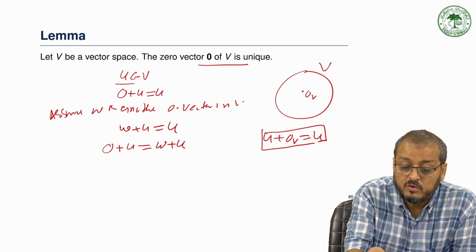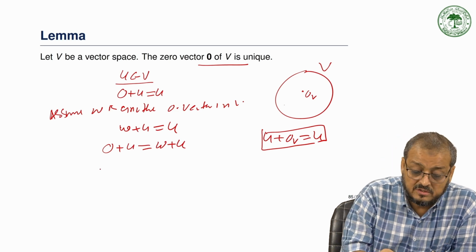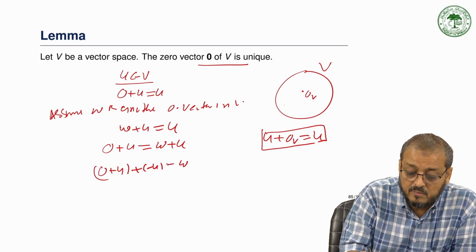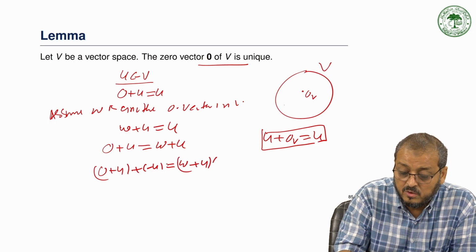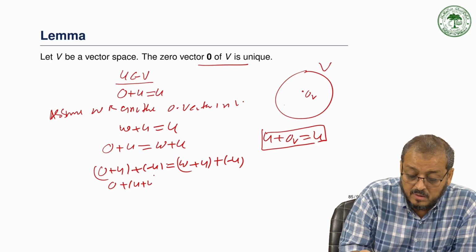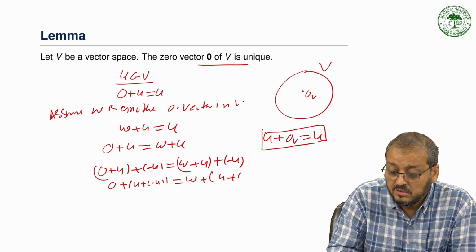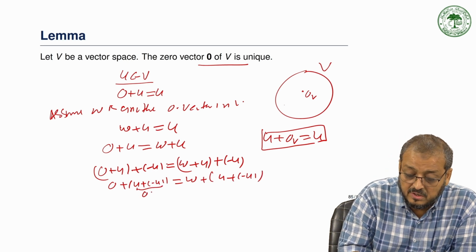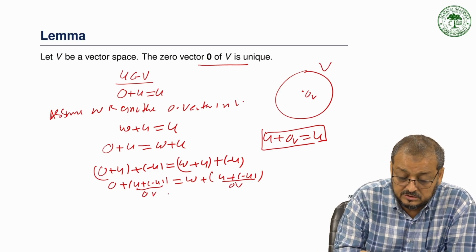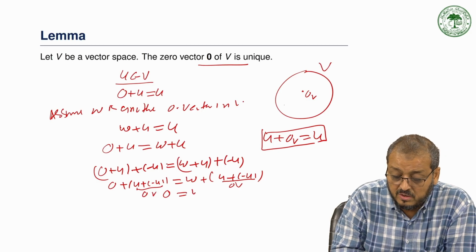Now, because this holds for all U belonging to this vector space, we can add minus U to both sides. So 0 plus U plus minus U is equal to W plus U plus minus U, and using the associativity property, U plus minus U is nothing but 0 by the property of the additive inverse. So this means 0 is equal to W.